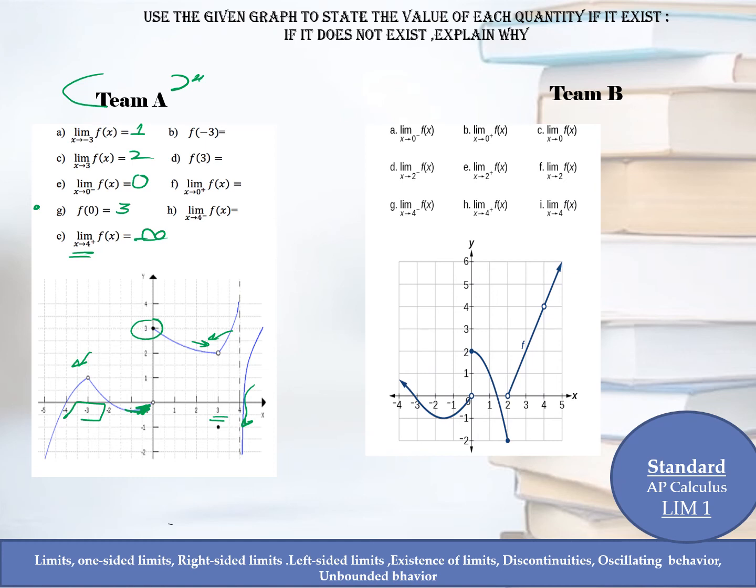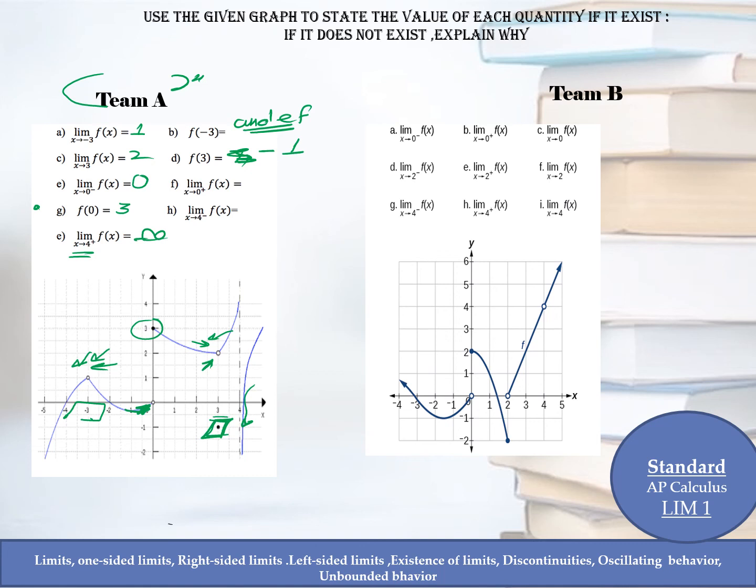Now f of -3. You can see there is no shaded point, so you can say that this is undefined because the function is undefined here. Now f of 3, there is a hole over here, but there is an included point, a shaded point. So f of 3 equals -4. Sorry, -1. It is written so small, so it is -1.